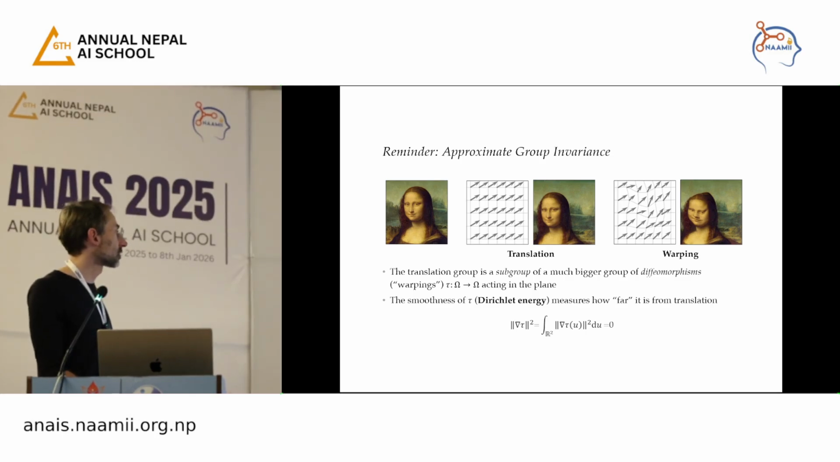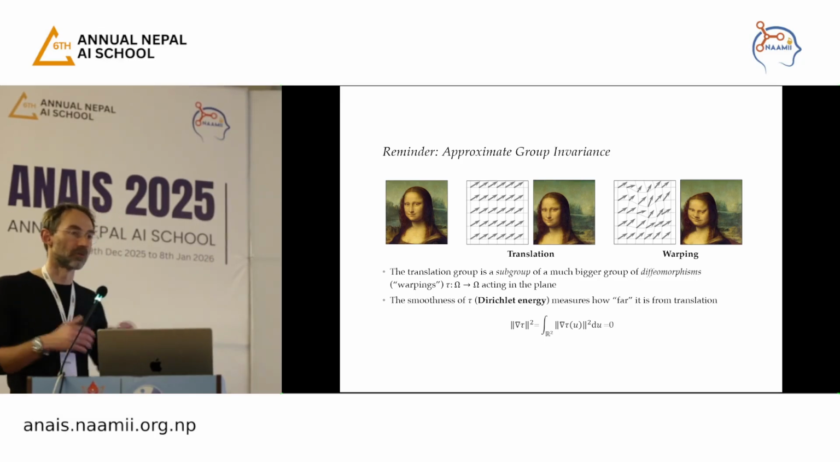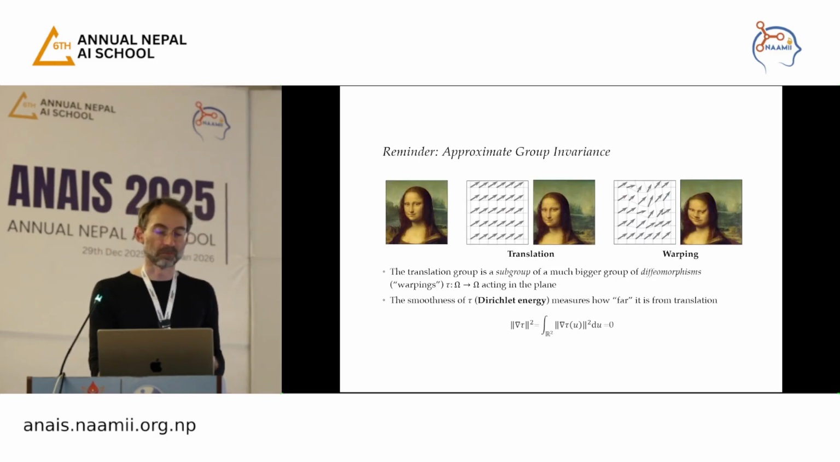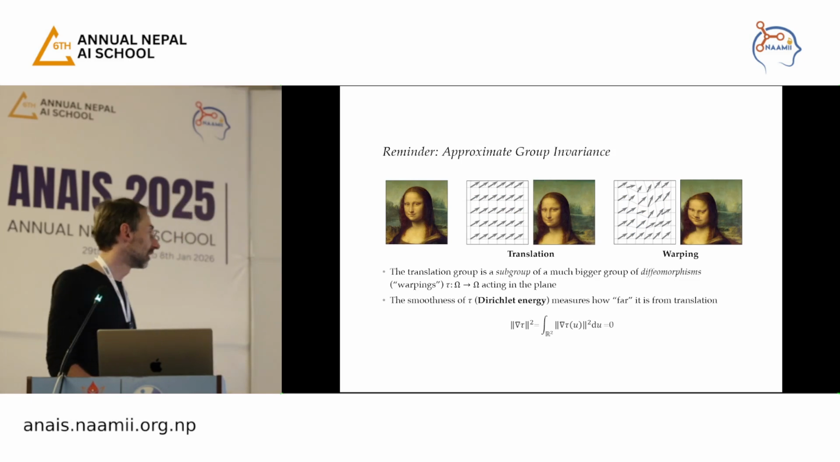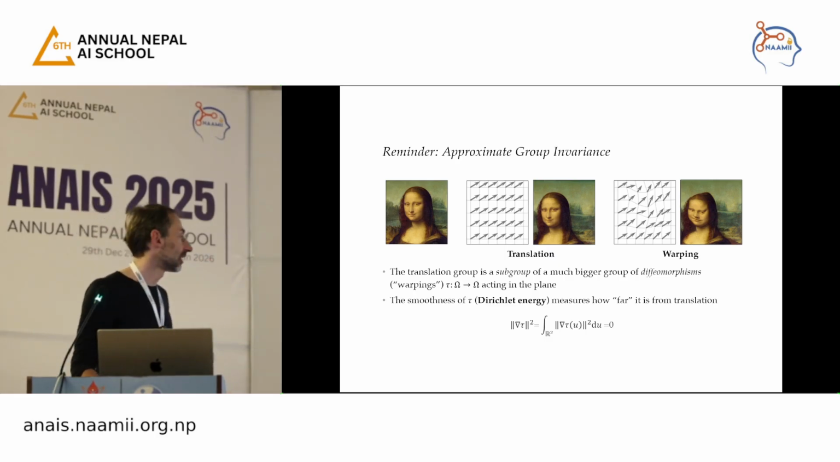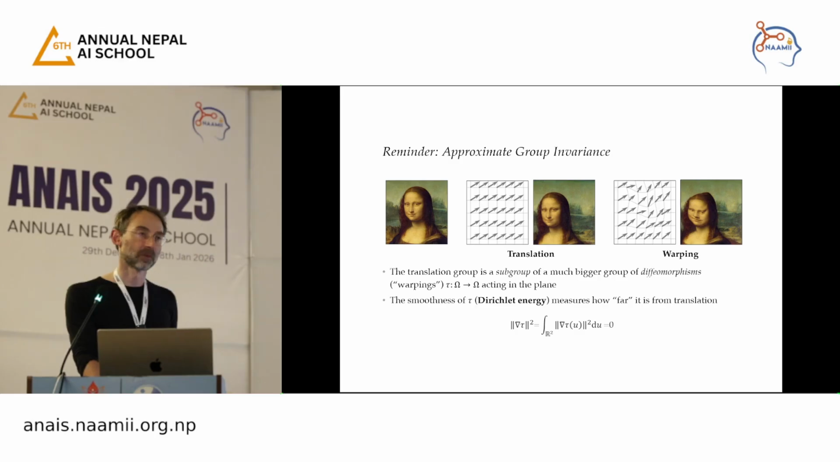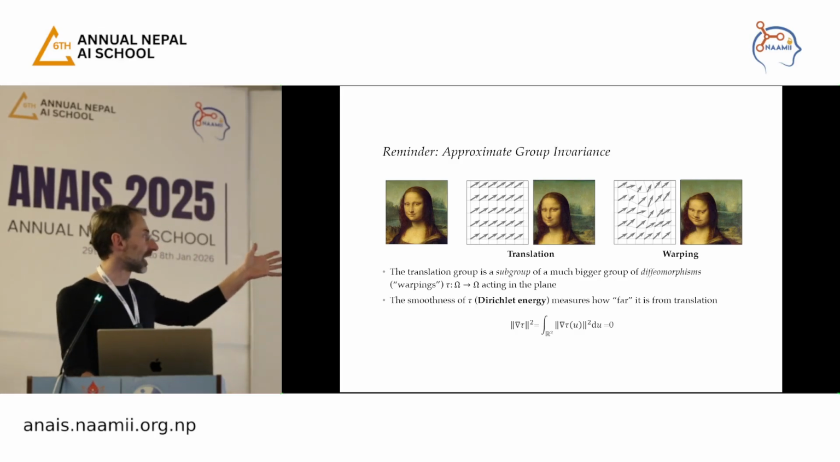So the difference between a translation and a warping. I can consider a bigger group of general diffeomorphisms on my domain, and I can measure, for example, how far it is from a shift by using the Dirichlet energy. We'll talk about Dirichlet energy later, but it's basically the sum or integral over the squared norm of the gradient. If it's a perfect shift, then of course the gradient of a constant function is 0, and therefore the Dirichlet energy is 0. But if I have a general warp, then it will be non-zero. Okay. So that's basically the idea.